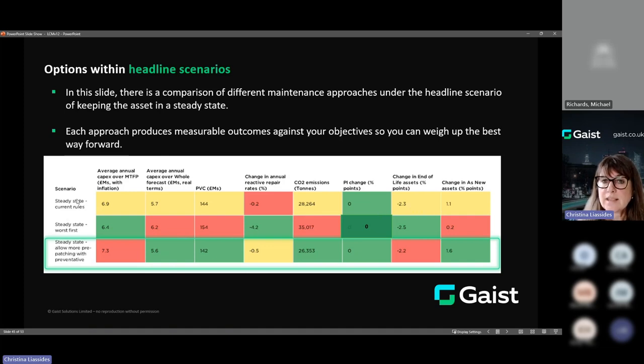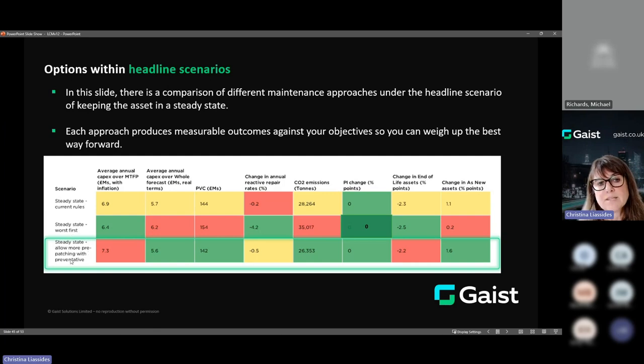So we've taken within that main scenario, we just want to keep it as is. Let's look at your current maintenance rules. What does that achieve for us? Let's look at what about if you tackle worst first? So that's going to be your strategy over the next few years. You want to keep it steady, but you want to target all the worst roads.